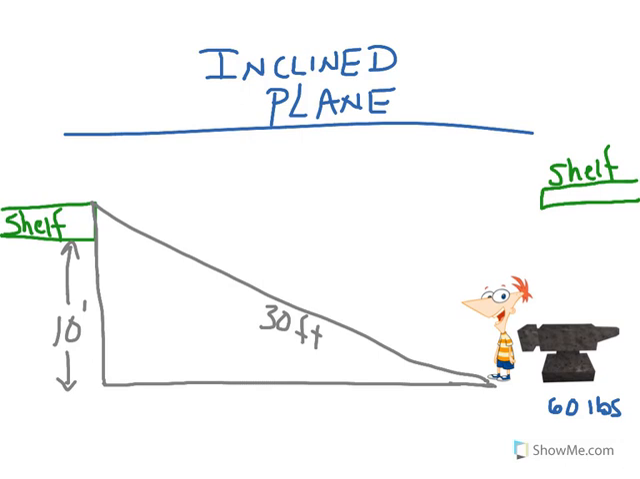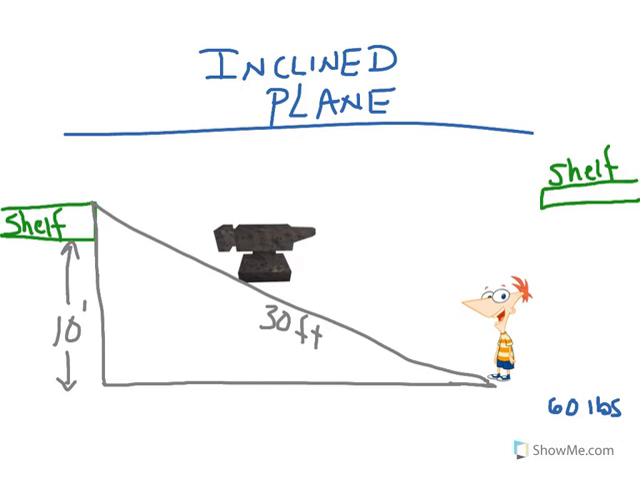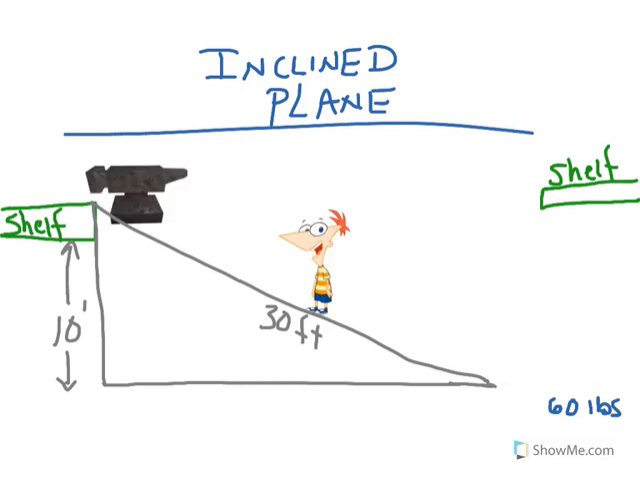Another option that he has is to get on the shelf on the left. Doing that, he can take this anvil and he can push it up this plane. By pushing it up this plane, he does not have to use 60 pounds of force. He can use a lot less force than that.